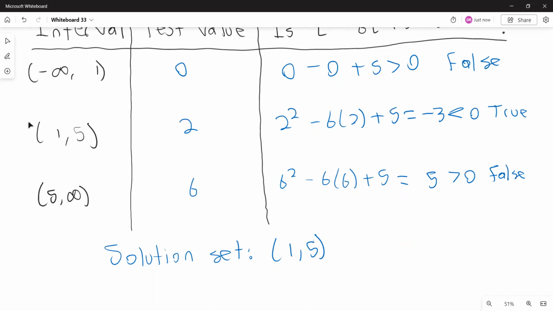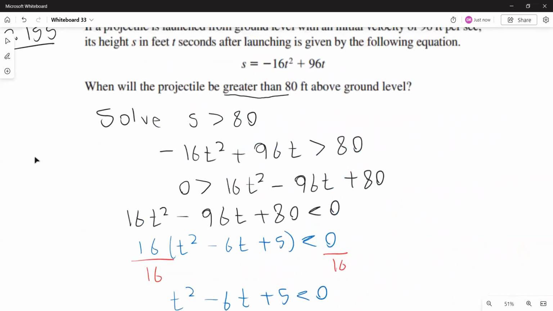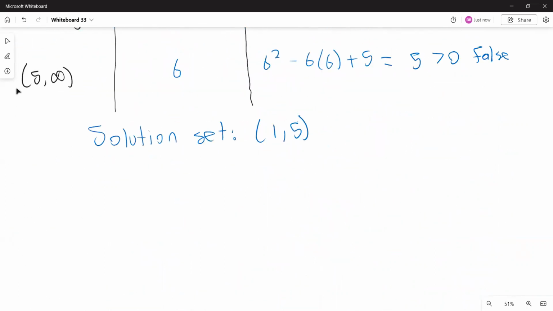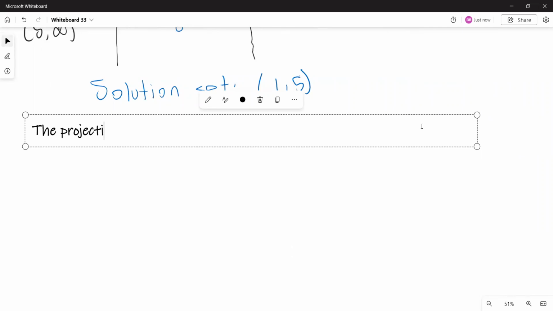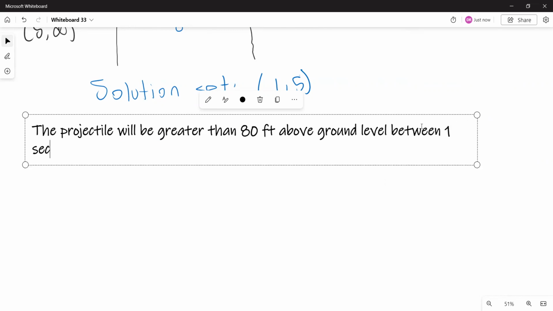So the projectile, back to the original question. The projectile will be greater than 80 feet above ground level between 1 second and 5 seconds after it is launched.